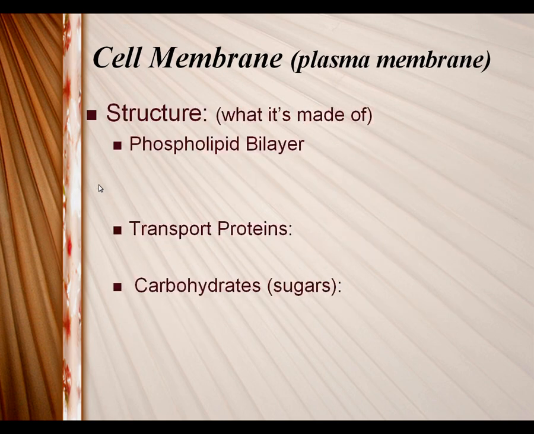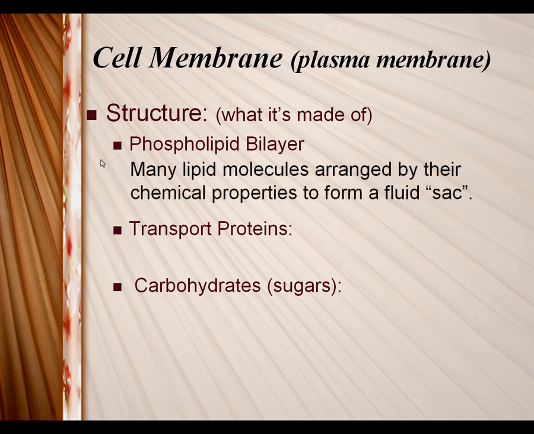So now that you know a little bit about what the cell membrane does, what is its structure? What is it made of? The first thing that it's made of is a phospholipid bilayer. And that may sound like a big scary word, but it isn't. The first part of the word, phospho, should remind you of phosphates. So there's phosphorus or phosphate part, and then lipid, and lipid is another word for a fat. And then bilayer, of course, means two layers.